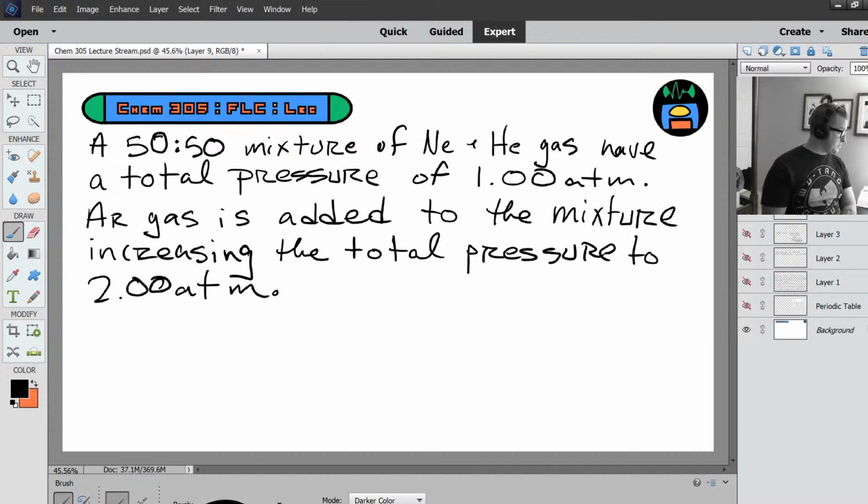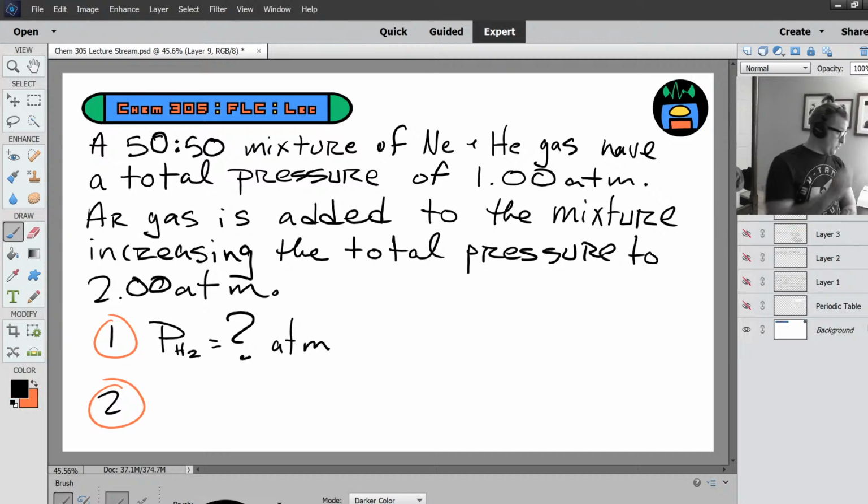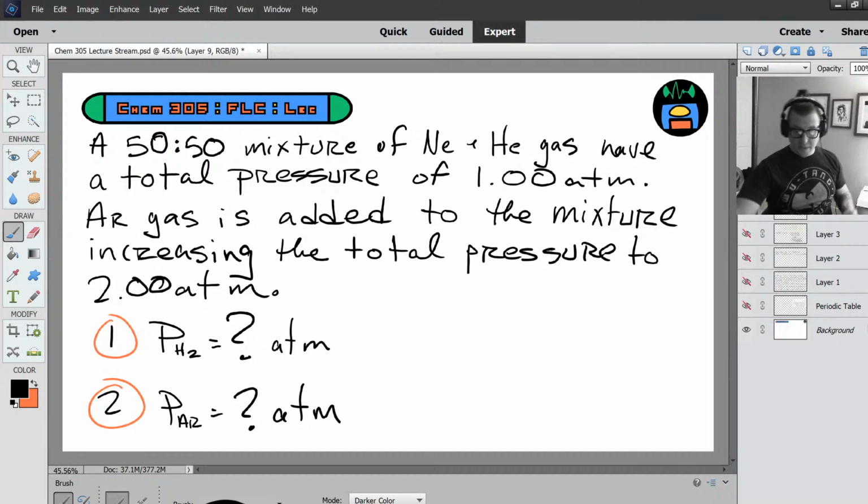And then we're asked for two things. One, we're asked to determine the partial pressure of hydrogen gas in atmospheres. And then two, we're asked to determine the partial pressure of argon gas in atmospheres as well. All right, so let's get into it.